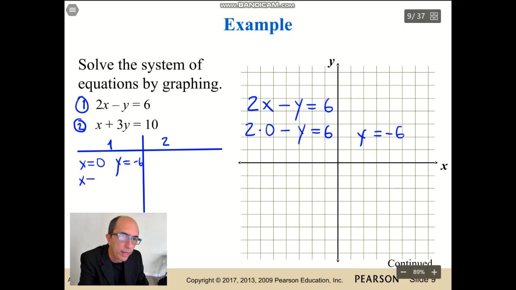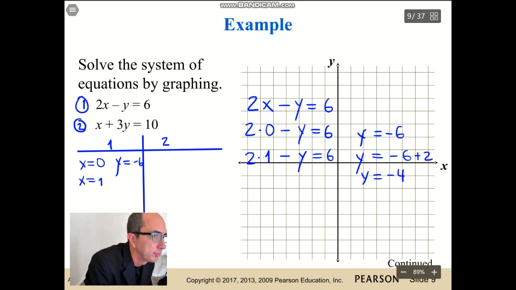Now, what about if x equals 1? If x equals 1, let's calculate here, 2 times 1 minus y equals 6. 2 times 1, 2. And minus y equals 6. We can write like y equals negative 6 plus 2, right? Y equals negative 4.